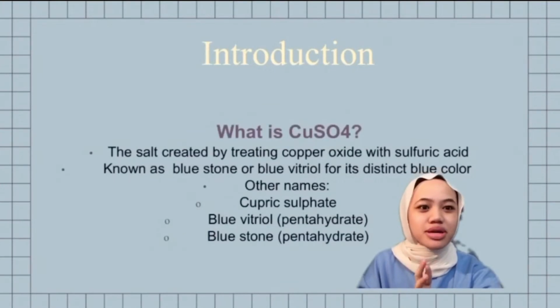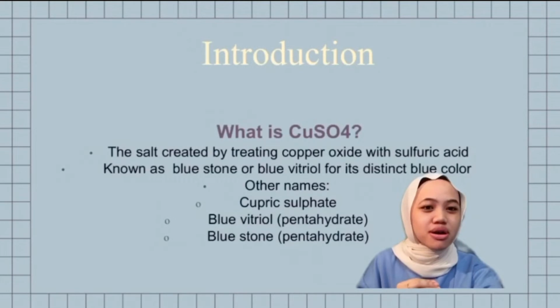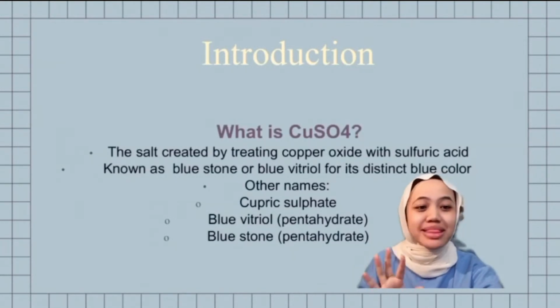Honestly, it's really pretty. It's created by treating copper oxide with sulfuric acid. It has this vibrant blue color, so it's also known as blue stone or blue vitriol. Another name is copper sulfate pentahydrate. Pentahydrate basically means it has penta, 5, hydrate, water, 5 molecules of water.